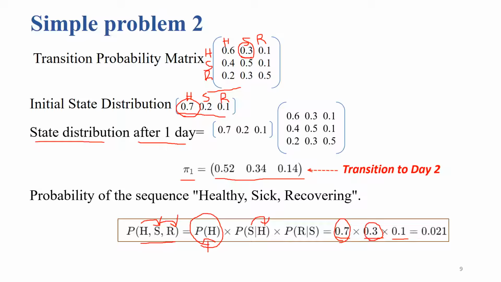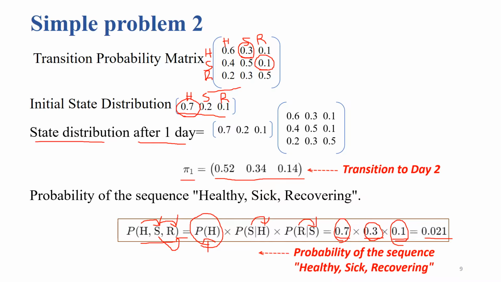And then the probability of R given S, the transitioning from sick to recovering. Transitioning from sick, from here, to recovering. That's 0.1. That is what is represented here. So when we find the product of these three, we get the answer as 0.021. This is the probability of the sequence healthy, sick and recovering.